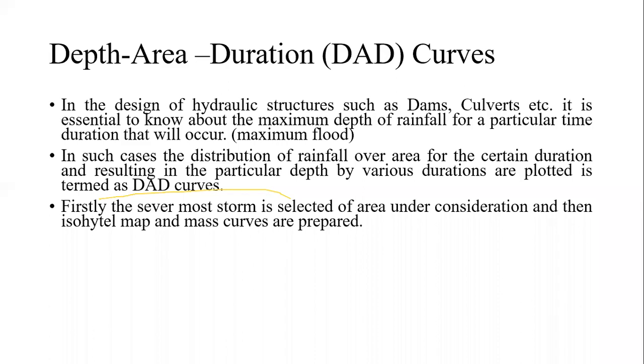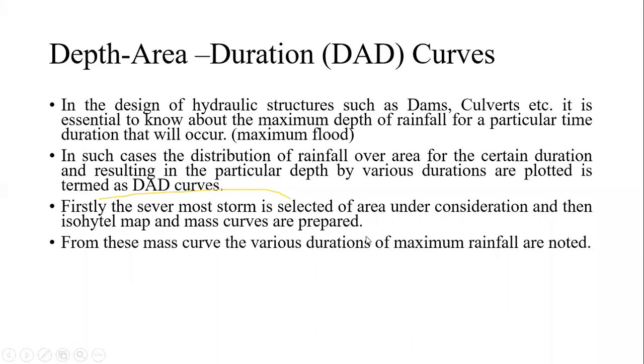And after that we have to plot the isohyetal map. Firstly we have to prepare the mass curve, and from the mass curve we have to go for the isohyetal map, that is intensity of the rainfall, centimeters per hour or millimeters per hour, versus time duration. That is the isohyetal map, and the mass curves we have to prepare. After that, from the mass curve, the various durations of maximum rainfall are noted. As we have seen in the previous part, from the mass curve we come to know for how much duration the maximum intensity rainfall has occurred, isn't it?